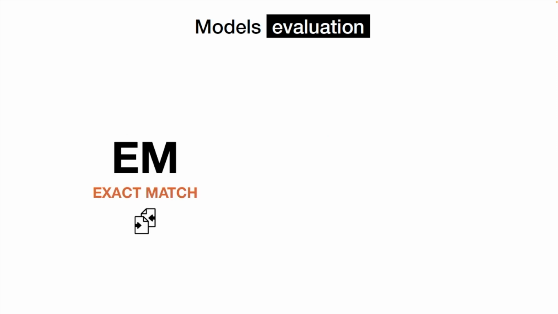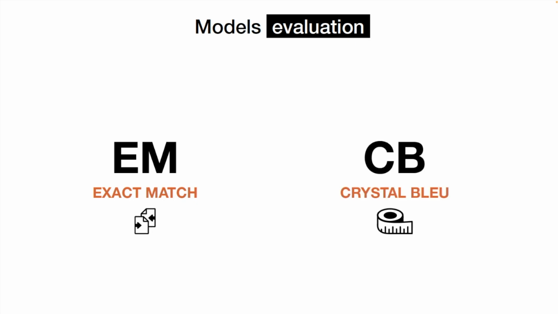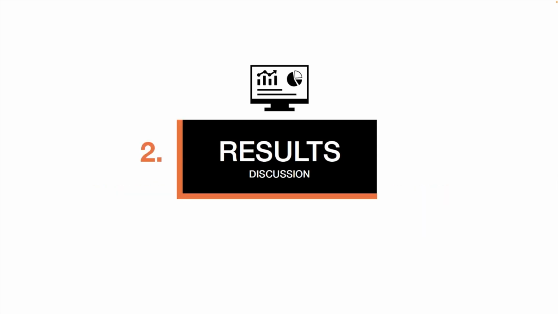For the evaluation, we used two metrics. The first one is the exact match. Basically, we check if the prediction of our model is exactly the same as the expected prediction. And the CrystalBLEU, which is what is used to understand the code similarity between two snippets of code. Now, talking about the results, let's start with the developer-specific models.